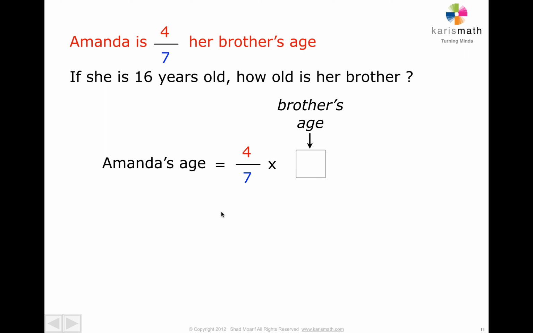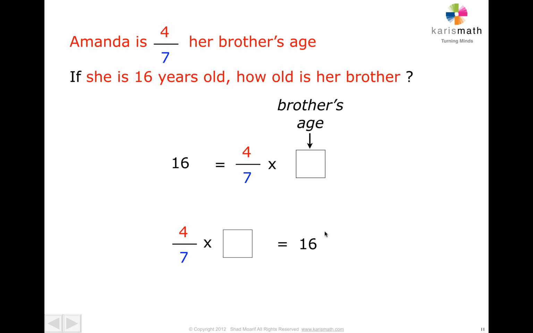Okay, so Amanda's age we do know, it's 16, so we make this 16. There you have it. 4/7 of something is 16. Get it? It's so simple. If we write it down as 4/7 times something is 16, what is this something? Who can write the answer straight away?